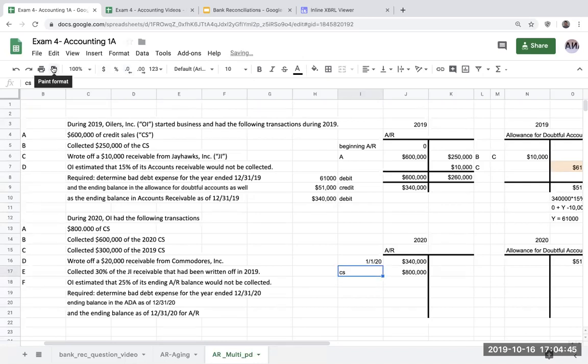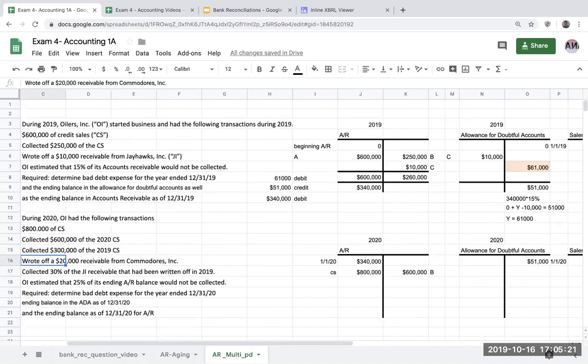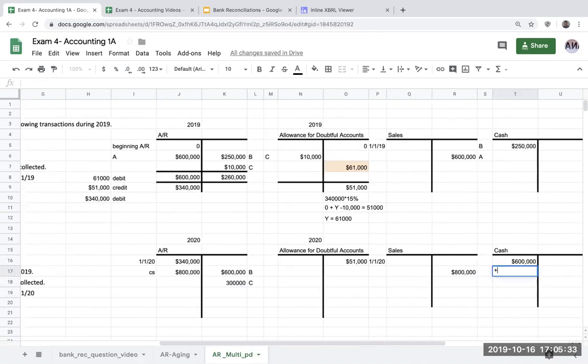Okay, so I collected in 2020 $600,000 of the 2020 credit sales. So what do I want to do to accounts receivable for the money I'm collecting? Credit. I'm going to credit accounts receivable. This is going to be letter B for 600,000. If I'm crediting accounts receivable, what am I debiting? Cash. Okay. Similarly here, I'm also collecting 300,000 of the credit sales from 2019. So this will be a credit to AR and then a debit to cash for 300,000.